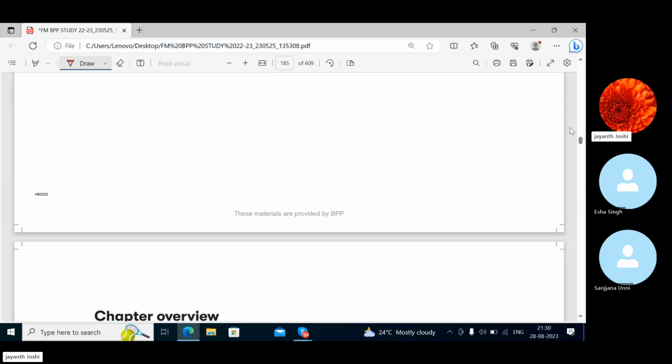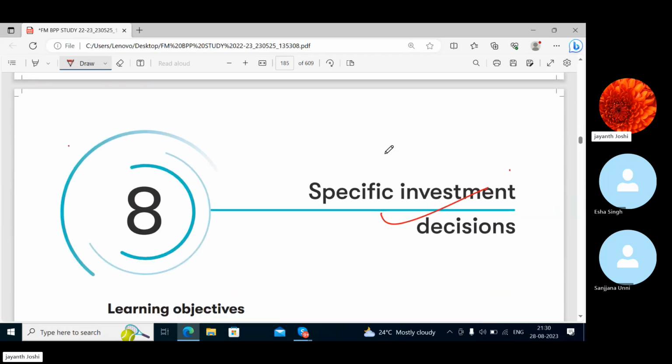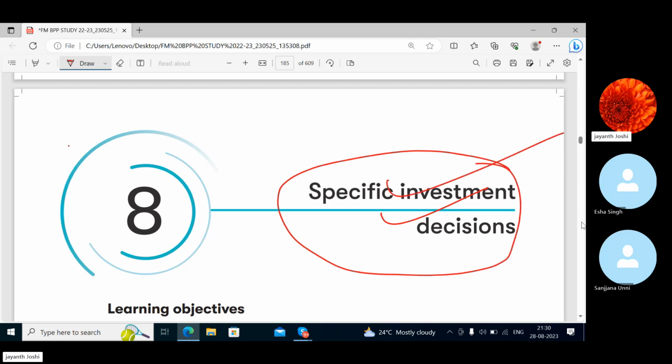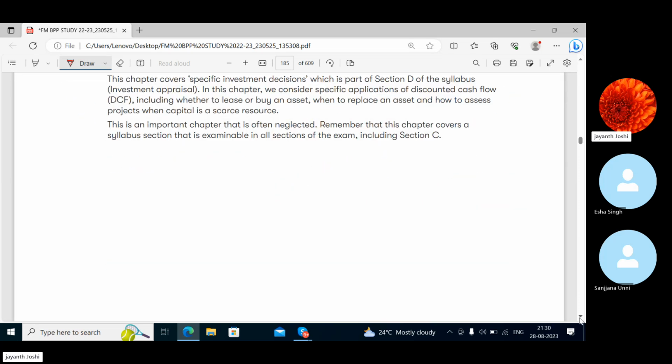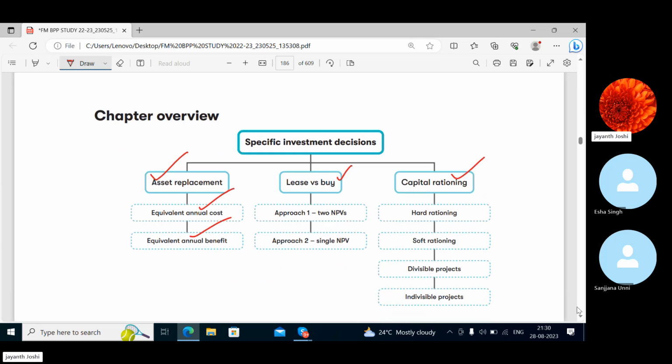So we're going to start. Today's topic is specific investment decisions. So what are you going to deal with in this chapter?